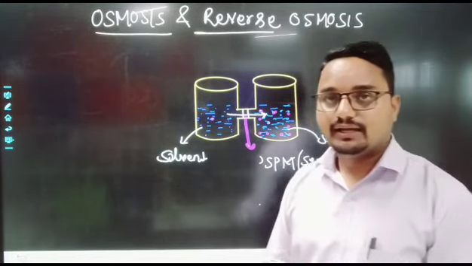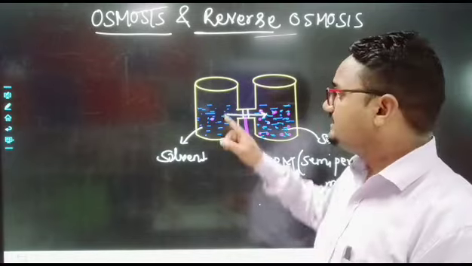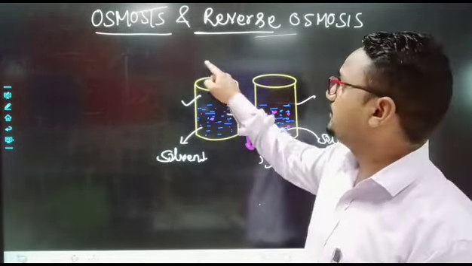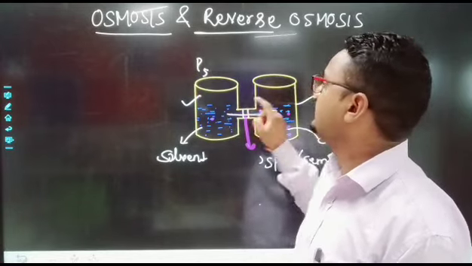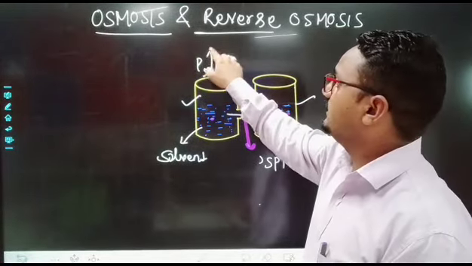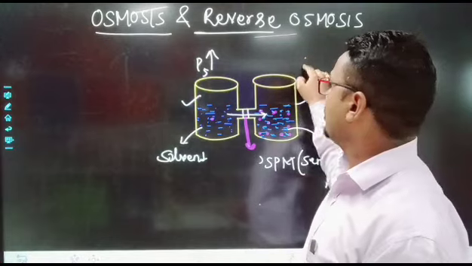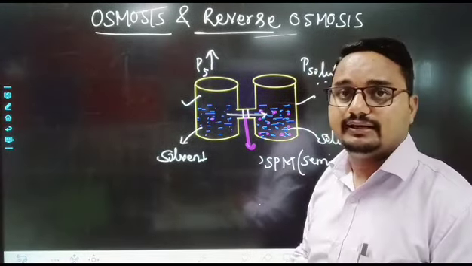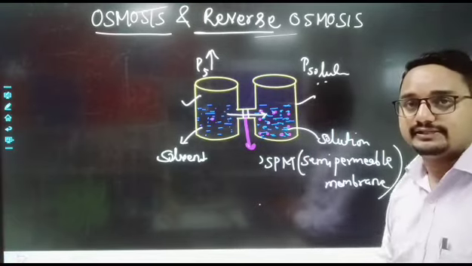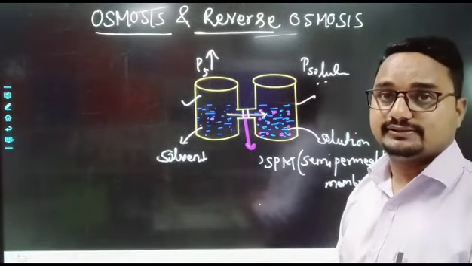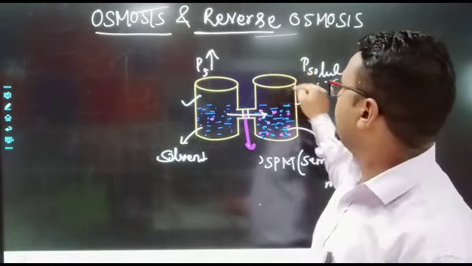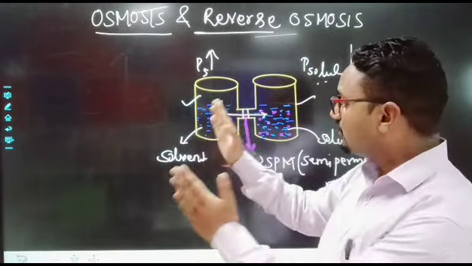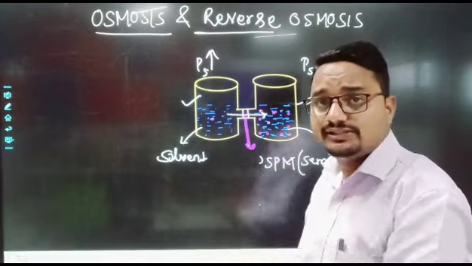Now what happens? Let's suppose there is a pressure difference between the solvent and solution. The pressure of the solvent is greater than the pressure of the solution. Right? So if we stop this process, the osmosis process, what happens? Because the pressure of the solution is low and the pressure of the solvent is high, the solvent particles are moving from the solvent to the solution side.